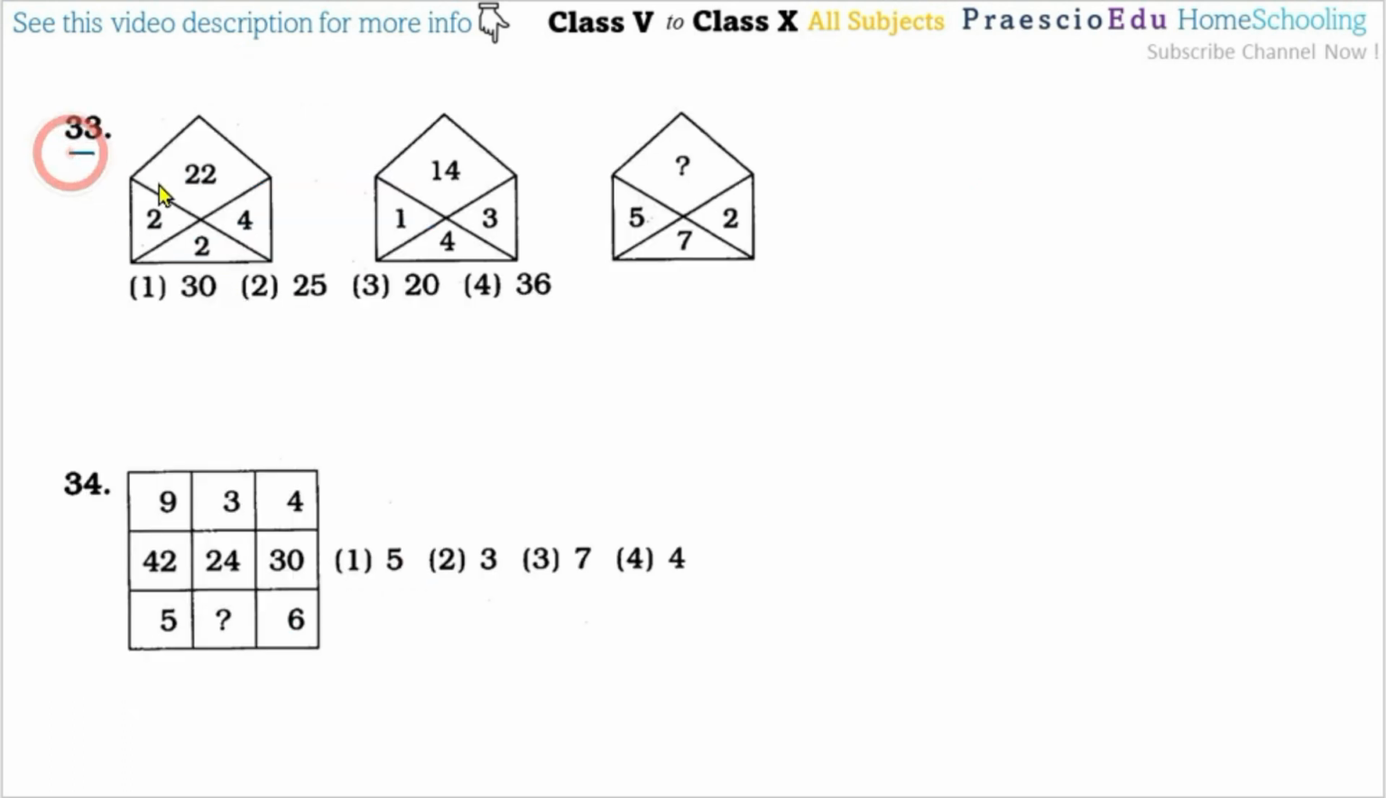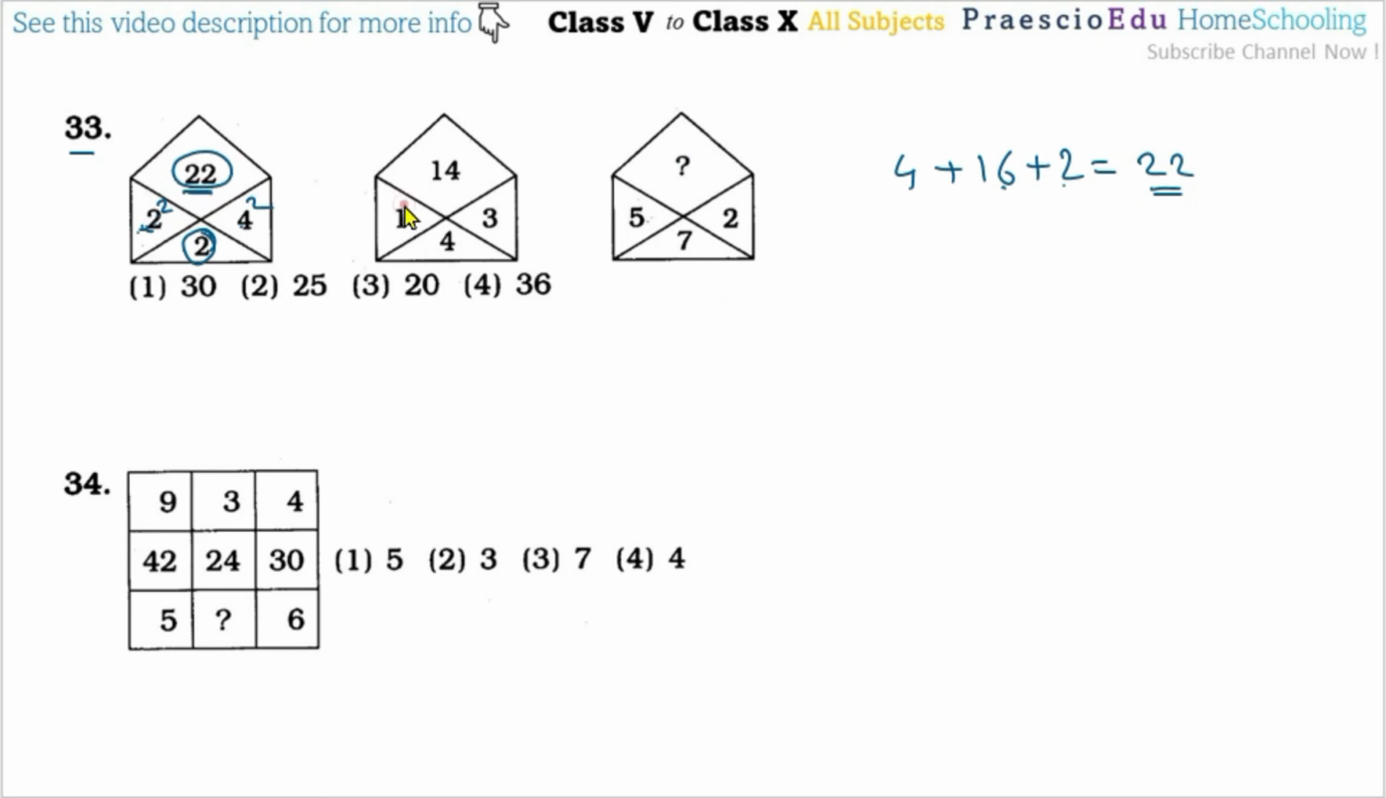Question number 33. So at the bottom side there are three numbers 2, 2 and 4, and at the top there is another number. So if you make the square of this number and this number, 2 square is 4, plus this 4 square is 16. After this, this number at the bottom side, that is 2. If you make the addition, 4 plus this 16, that is 20, and plus 1 plus 2, that is 22, and this number is present at the top of this figure.